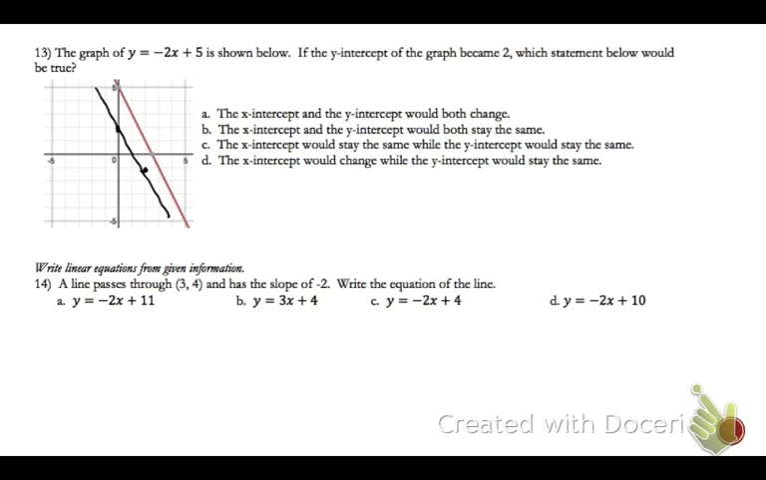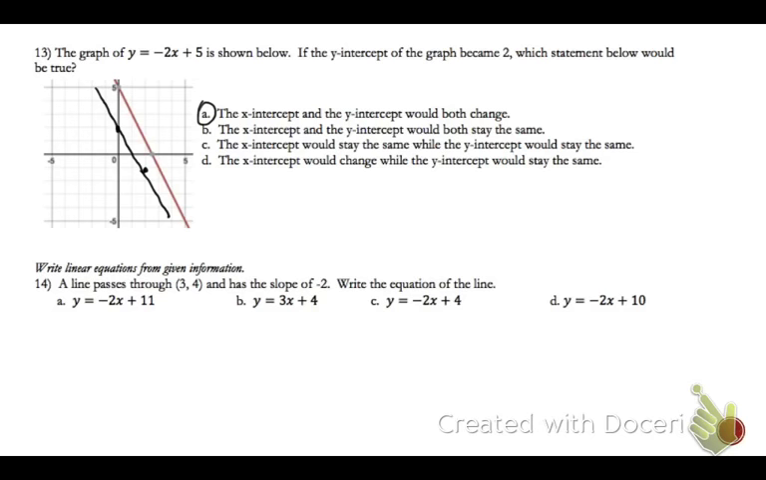So now we're looking to see what is true. Will A be true? The x and the y-intercept would both change? That does appear to be our answer, but let's just confirm. B, the x-intercept and the y-intercept would stay the same? Nope. C, the x-intercept stays the same? No, it changes, so not C. And then finally D, the x-intercept changed? Yes. And the y-intercept stayed the same? No. So our answer choice is A.